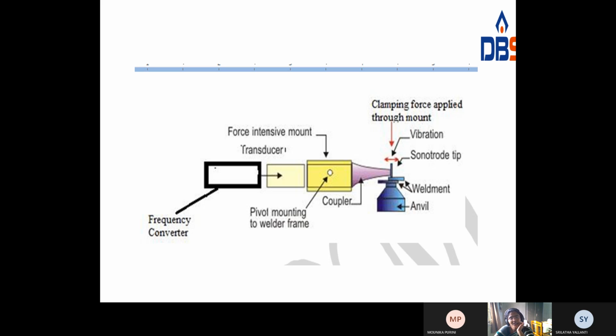Coming to the operation, whenever you give energy there is some vibration, and the clamping force is exerted on the metal. At that time the 2 metal pieces are joined by using the vibration force. That's why this is called ultrasonic welding.